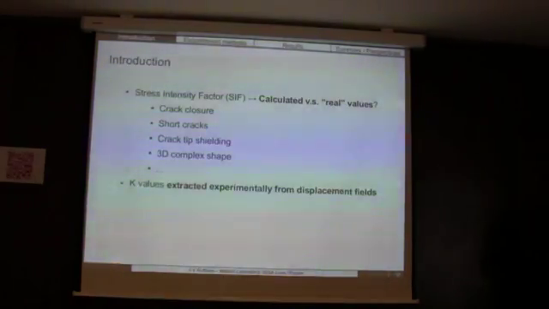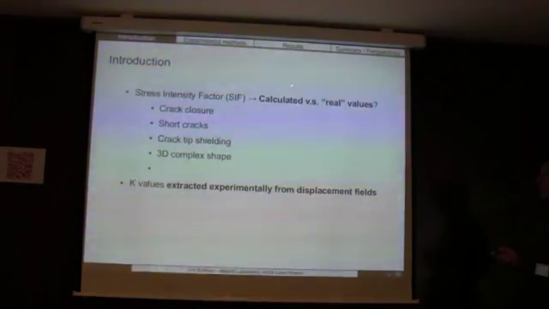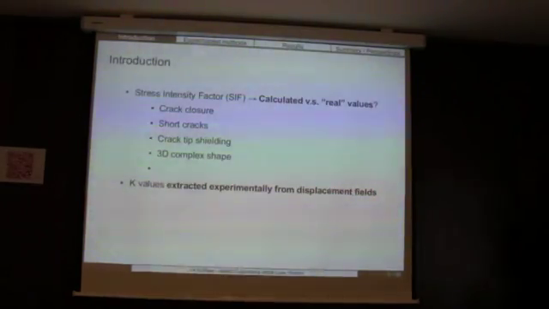However, we all know, I suppose, that in many cases this computation of K is not really satisfactory. We calculate things, but what about the real values? Reasons why the calculated values are not exactly what the crack is experiencing in the material are, for example, crack closure, which we talked about this morning, short cracks, and crack tip shielding, or if the crack has a really complex shape, etc.